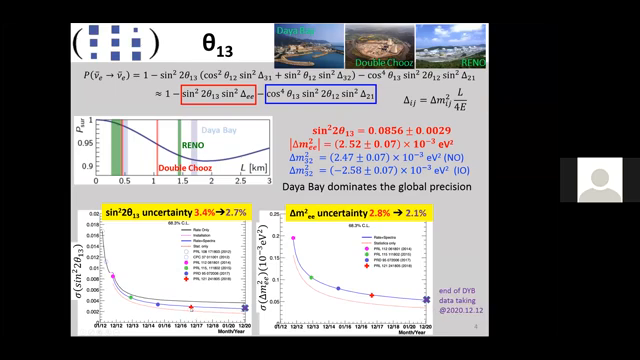Using the dataset till 2017, the precision reached 3.4% for theta 1-3 and 2.8% for delta m square. The projected final precision for theta 1-3 and delta m square is much better than 3%. So likely in the next many years, no other experiments will exceed this precision.